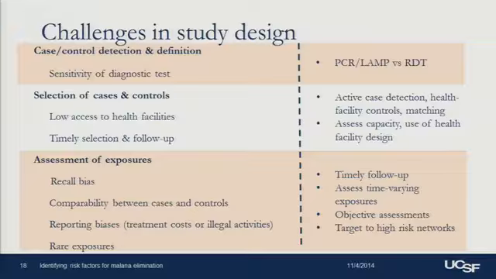In addition, there may be cases and controls, cases who have low access to health facilities. Alternative methods, either actively detecting cases from the population or using health facility controls, matching controls, or using networks in order to nest the case control study within networks might also be an option in those cases.